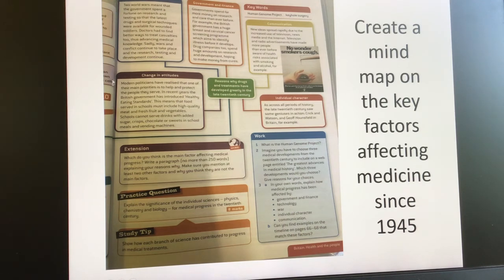And a massive change in attitude, because politicians now understand that public health is their priority, and the health of the people. And the Minister of Health has such an important role to play. So those are some key factors, and I just thought it would be good to finish by creating a mind map on the 5 key factors, so you do have an idea of what the factors are that are impacting on the development of medicine.